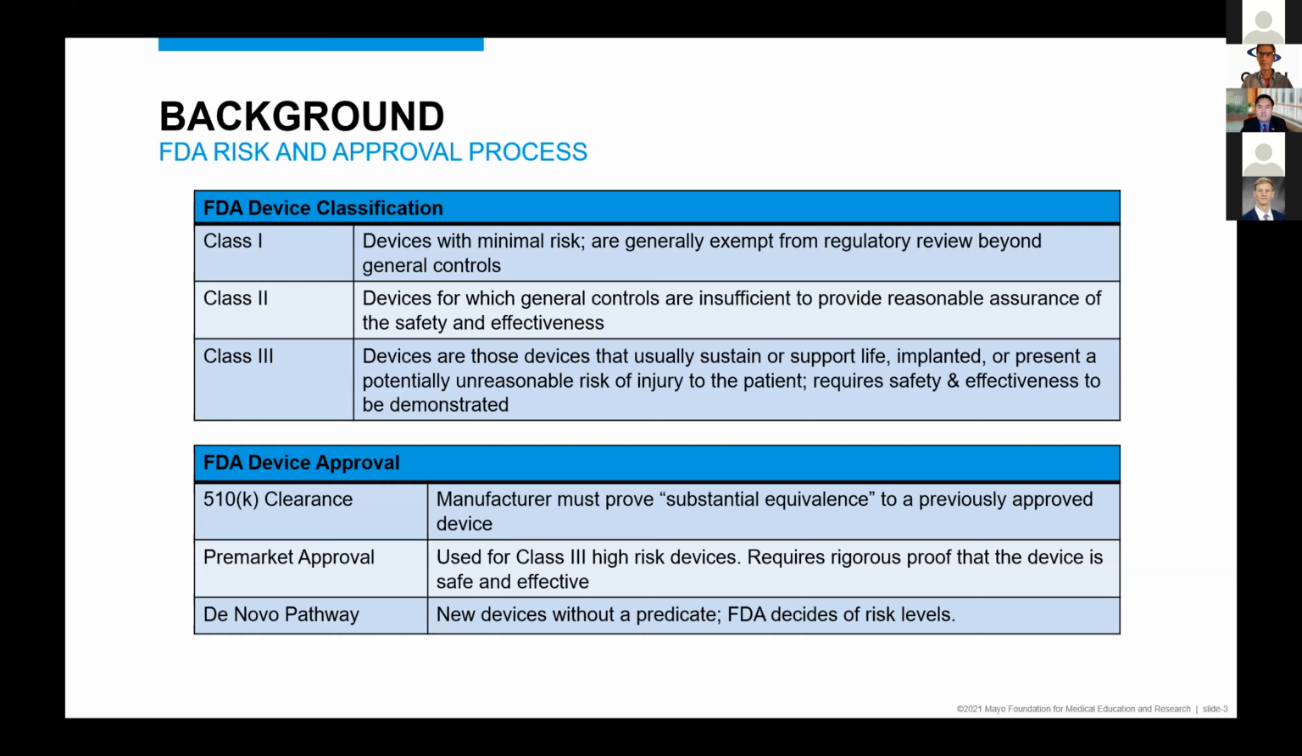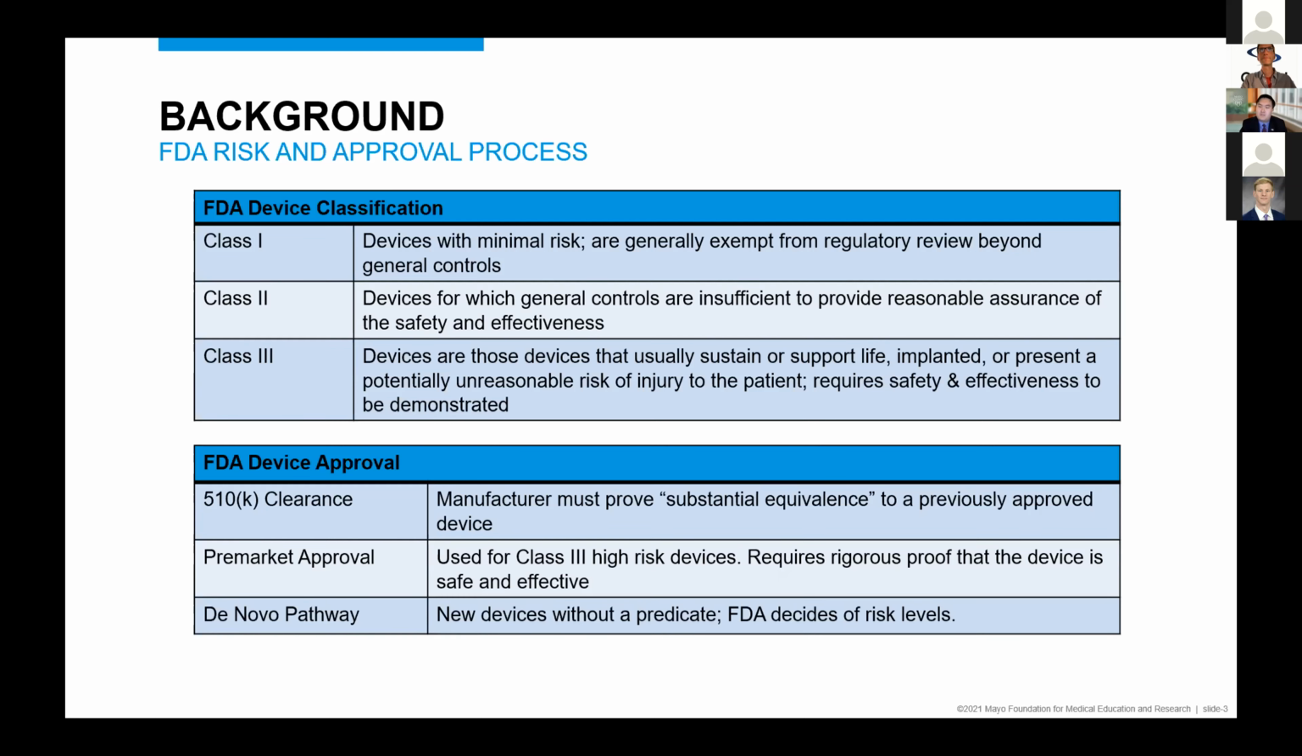A little bit of background. Traditionally, the FDA has categorized medical devices into classes according to their potential risk for the patient involved. Class 1 are devices with minimal risk, such as Band-Aids. Class 2 are those that involve some risk that need to be proven to be safe and effective, such as CT or MRI scans. And then class 3 are those that can involve serious risk of injury or death, such as implants. And as such, the regulatory approval process for each class is different.